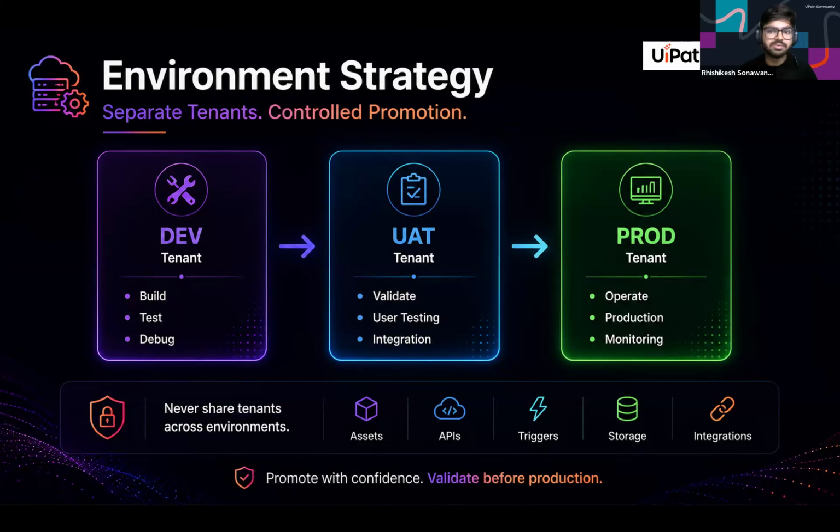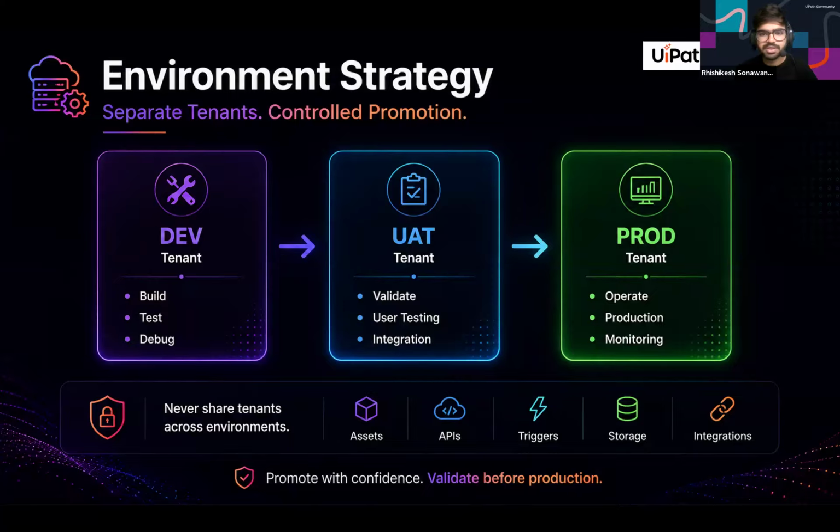Whenever we build any project, a common mistake that a team makes is treating development, testing, and production as a single environment, right? This usually works for smaller projects, but as the project grows and we talk about scaling, it really becomes difficult. So we recommend that you maintain separate tenants. We have a dev tenant, a UAT tenant, and a prod tenant. Dev is where we build, test, and iterate on our solution, and make improvements, right?